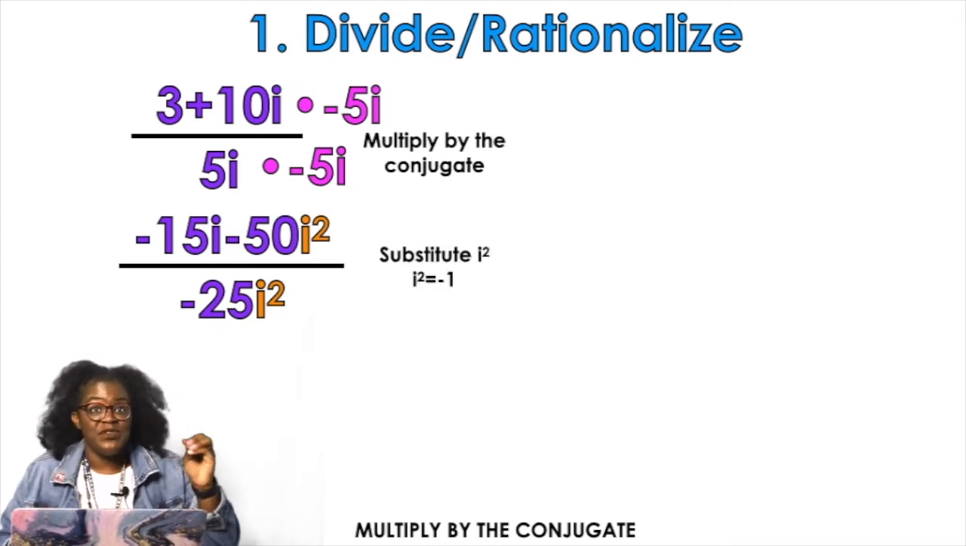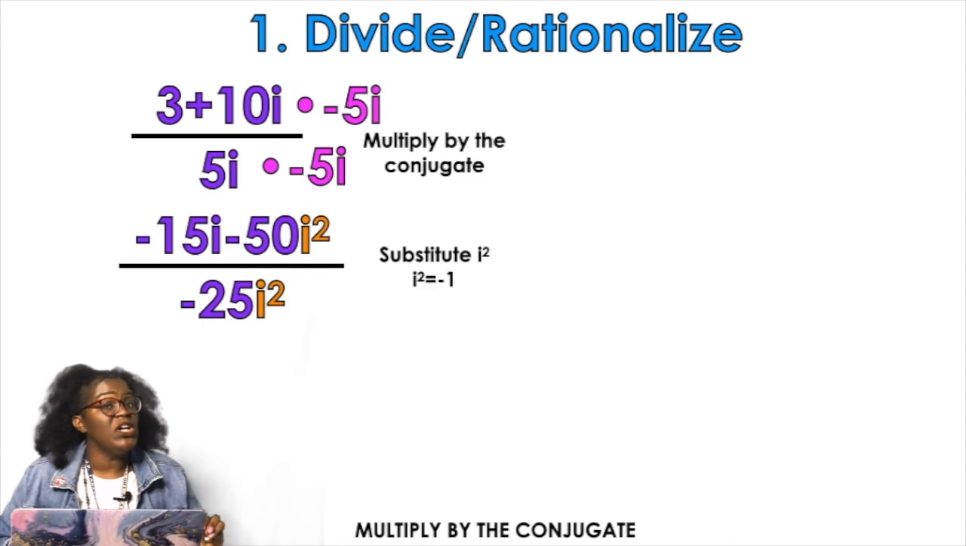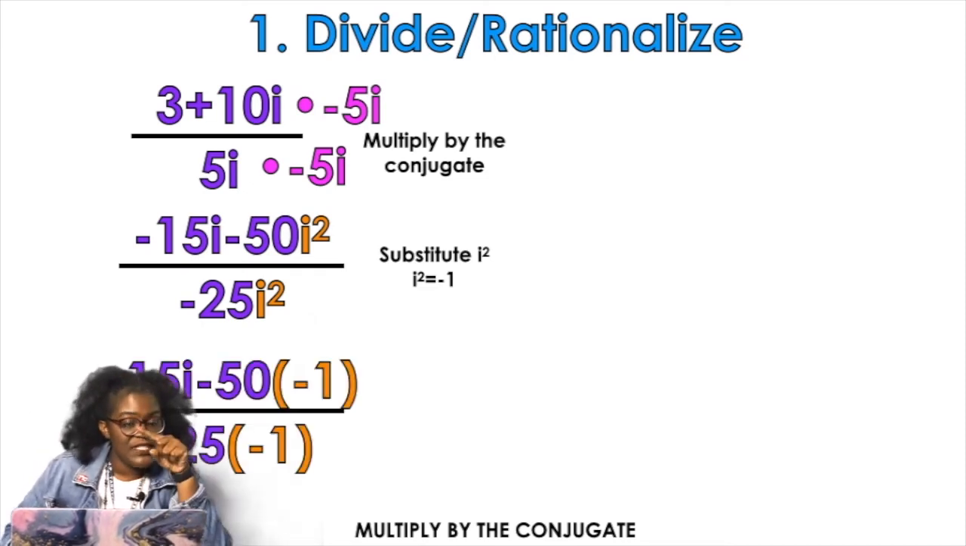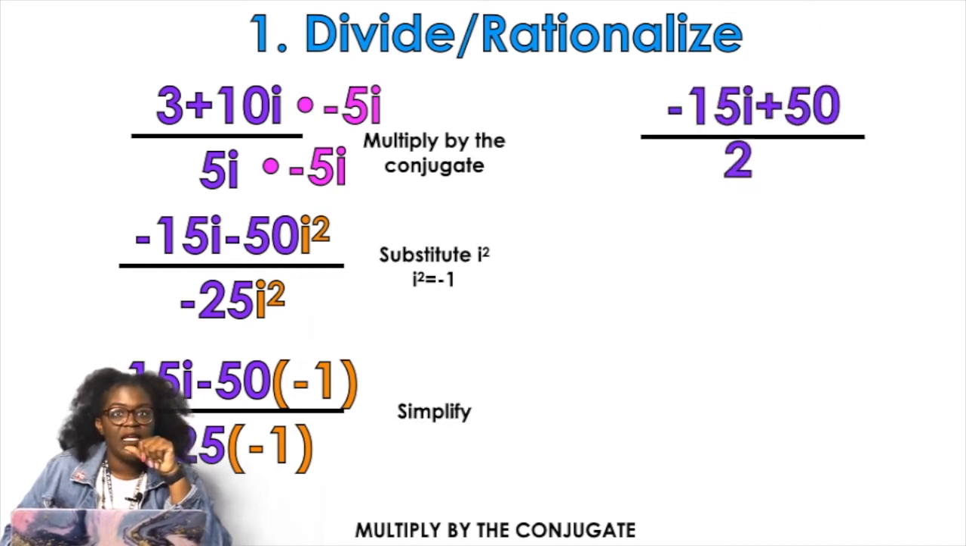We're going to substitute the i squareds. And remember, i squared equals negative 1. So I have 50 times negative 1 and then negative 25 times negative 1. When I do that, I'm going to get positive 50 on the top and positive 25 on the bottom, baby.